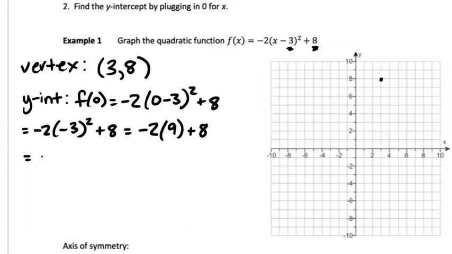Negative 2 times 9 would come next. That's negative 18. And negative 18 plus 8 is negative 10. Now this is the y-intercept, which means I'm plotting it on the y-axis. So right down here. Now when you're doing this in the homework, once you click on the vertex, it's going to fill in the parabola shape for you, and then you just need to click on the y-intercept to lock that parabola shape down.